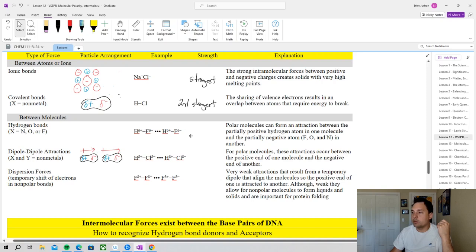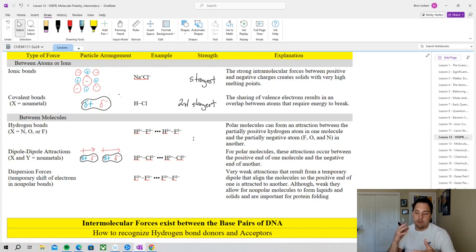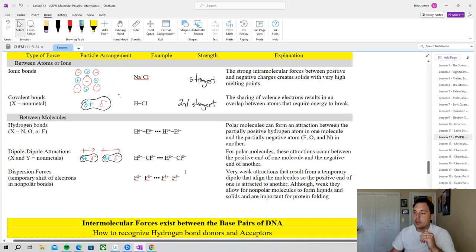It's the reason why protein structures stay together. It's why DNA bonds, it's why the bases in DNA base pair with each other. And there's a lot of other reasons why it's important to learn about hydrogen bonding.